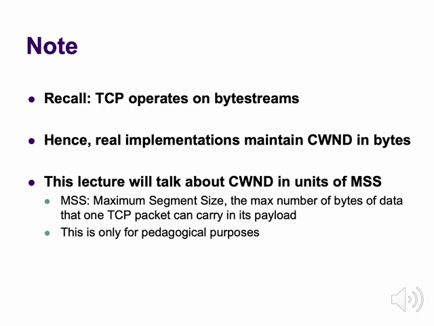For our convenience, in this lecture we're going to talk about cwnd in terms of units of MSS. So MSS, again, a reminder, was the maximum segment size. This was the maximum number of bytes of data that one TCP packet could carry in its payload. So roughly, intuitively, you can think of units of MSS as being roughly the same as packets in terms of the discussion we're going to have in this class. But remember that real implementations and also problems on the exams would be asking you to do cwnd in terms of bytes.